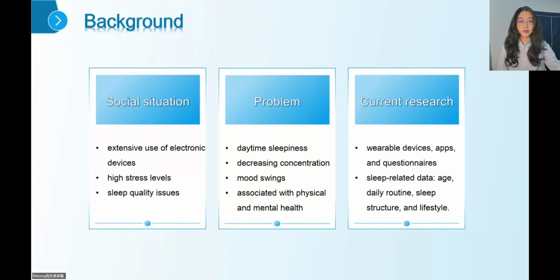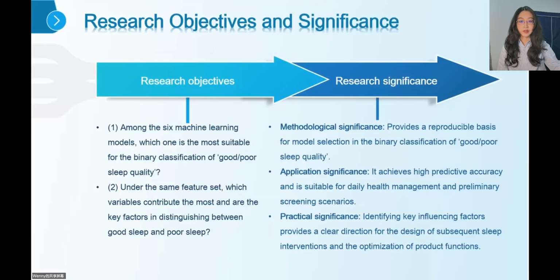However, there are still 2 key questions that need to be addressed in this field. Therefore, this study set 2 core research objectives. First, among 6 commonly used machine learning models, which one is the most suitable for binary classification tasks of distinguishing between good and poor sleep quality? Second, under the same set of input features, which variables contribute the most and serve as the key factors in differentiating good sleep from poor sleep?